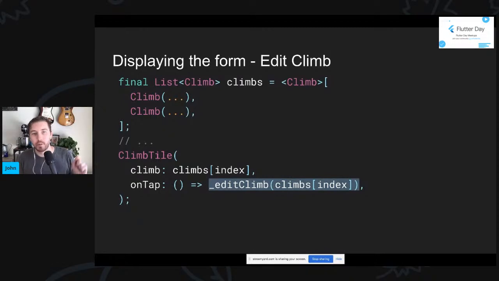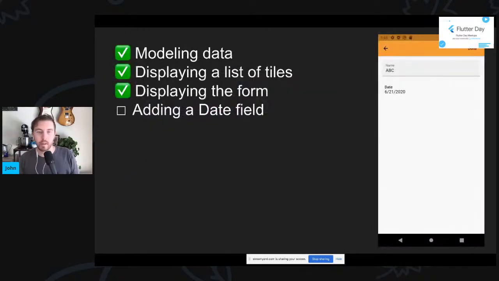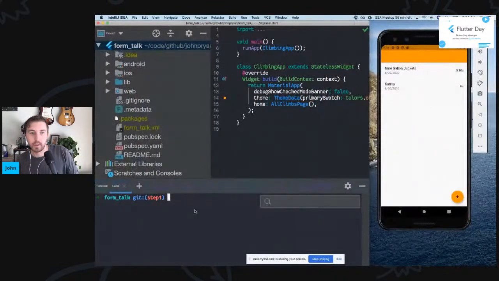So we'll look up in our list of climbs that the user has defined here, we'll look up the one that they tapped, and we'll pass it to this page, this form that we're displaying. And that looks something like this. So if no climb was provided, we'll just give them an empty one. If it was provided, we'll pass that. And we're using a material page route to show this form. All right, so let's go there.